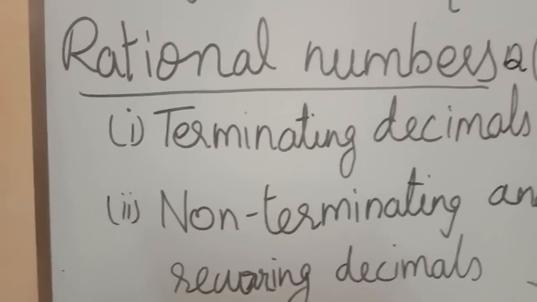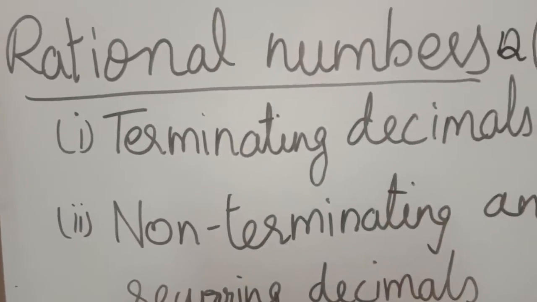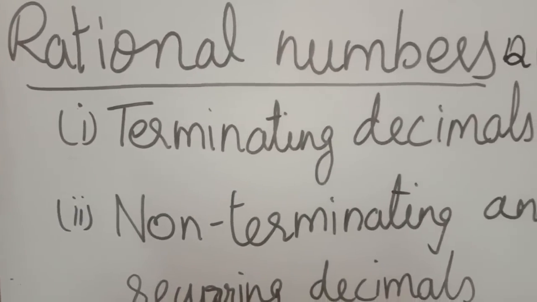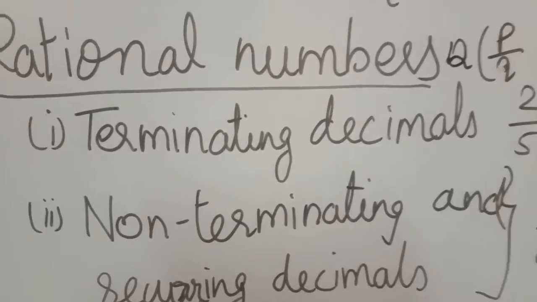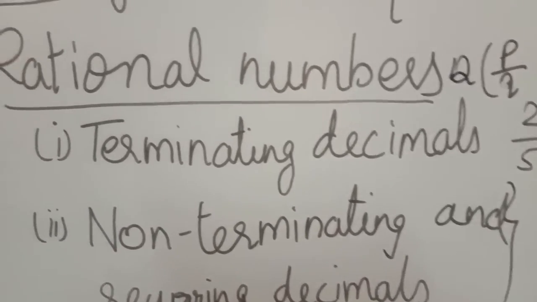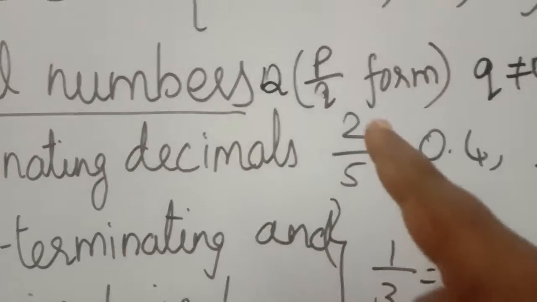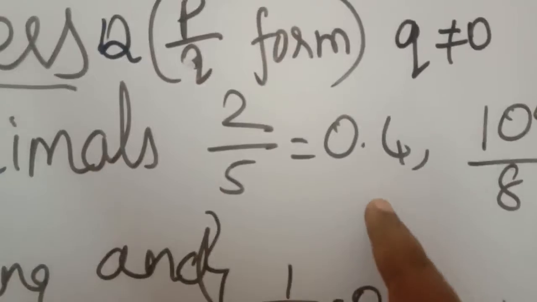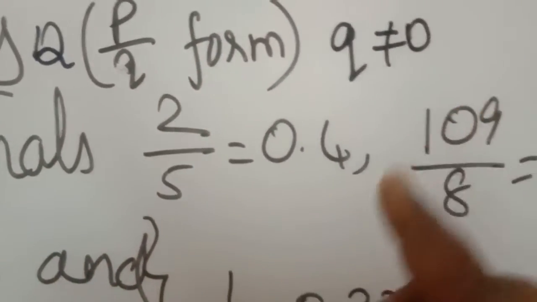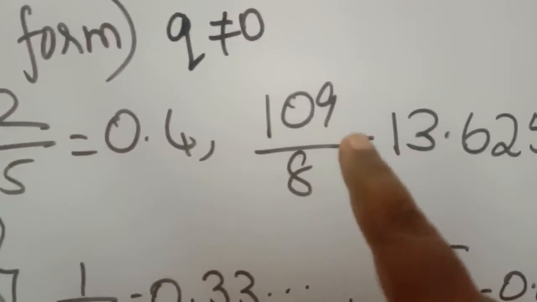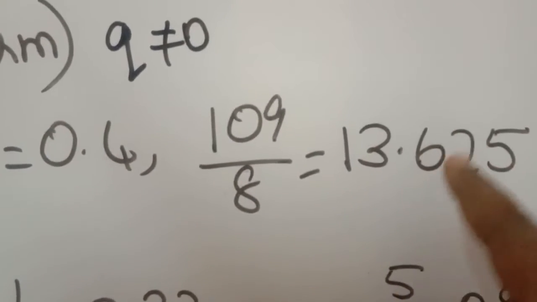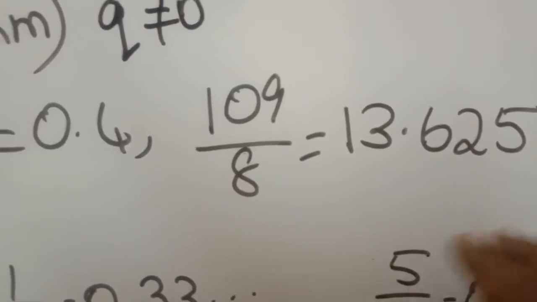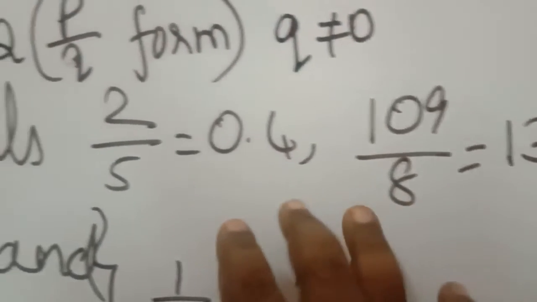Number 1, rational numbers that are terminating decimals. What is the meaning of terminate? Terminate means it will be stopped. It is going on, and after some time it will be stopped. For example, 2 by 5. If you divide, it is equal to 0.4. So it is a terminating decimal. It stopped. After the point there is only 4. That's all. 109 by 8 is 13.625. After 5 it will be stopped. That's all. You will get the remainder 0. So these are all called terminating decimals.